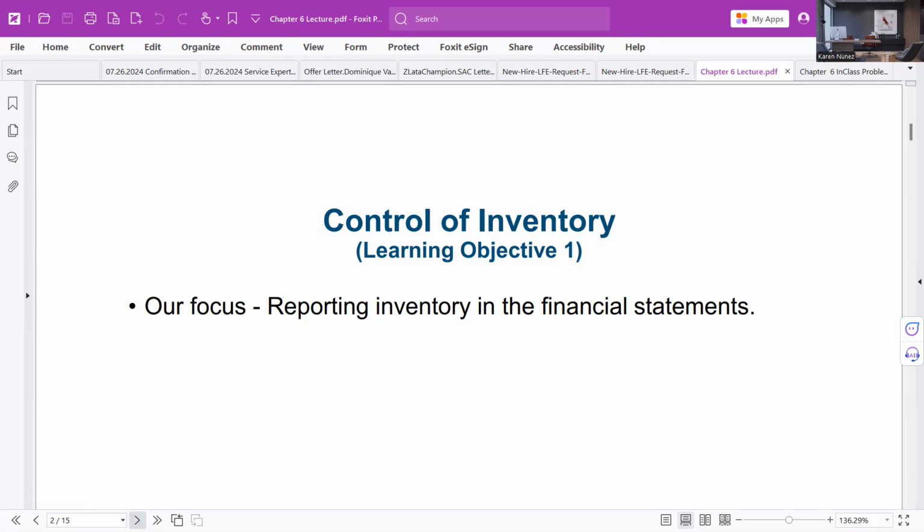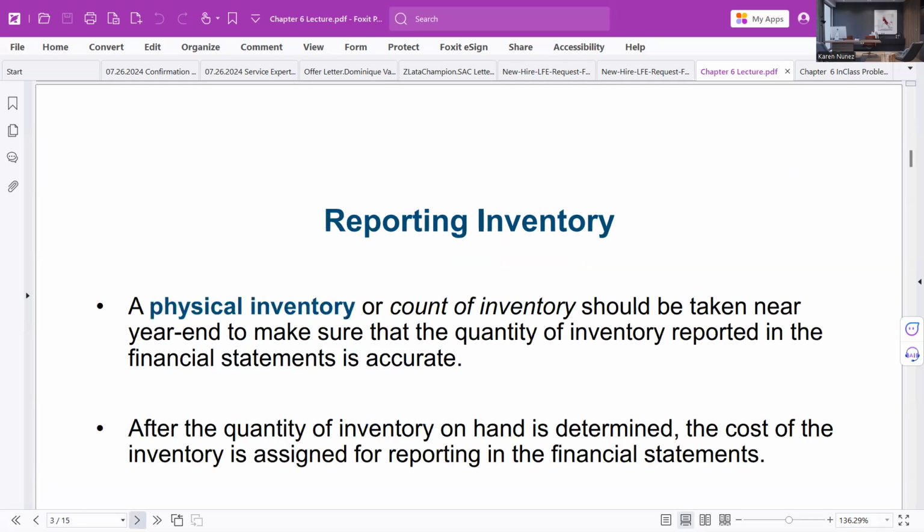So typically, a physical inventory or a count of the inventory should be taken near the year end or the end of the period to make sure that the quantity of inventory that is reported in the financial statements is accurate. And after this quantity is determined, we need a cost for that inventory. That physical count enables us to determine what needs to be reported on the balance sheet, the financial statements, as well as on the income statement.